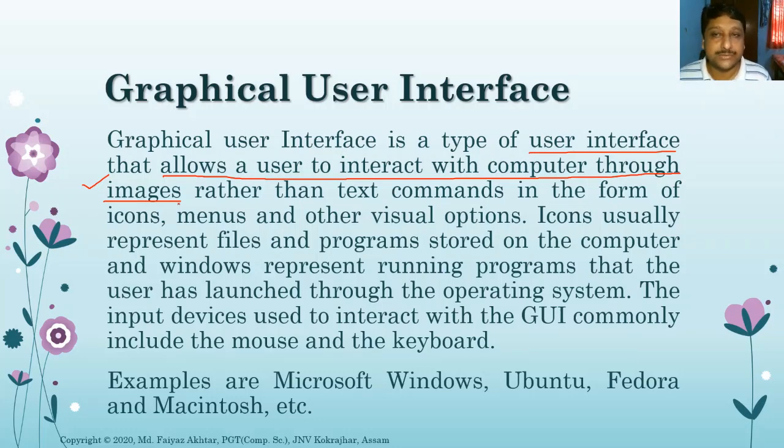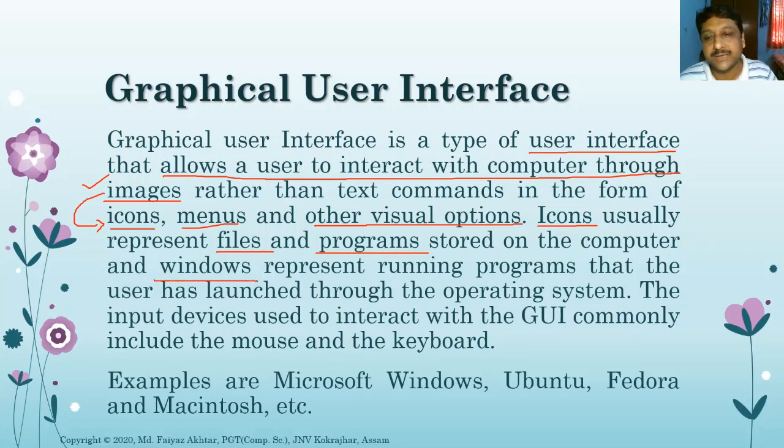So it is also easier to use a graphical user interface operating system for the users, rather than text commands. Images are available in the form of icons, menus, and other visual options. Icons usually represent files and programs stored on the computer, and windows represent running programs that the user has launched through the operating system.